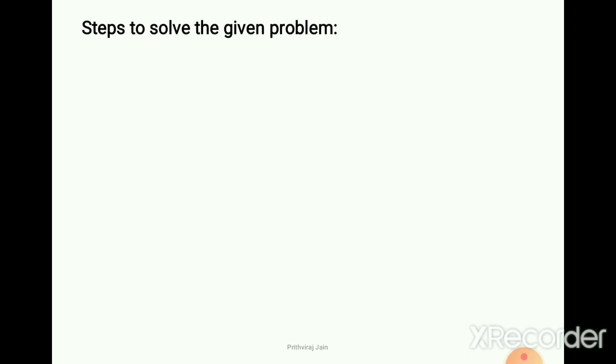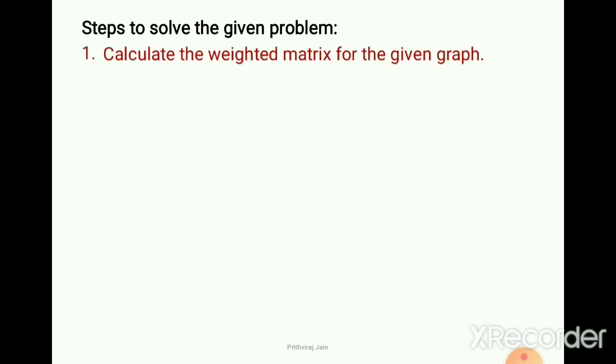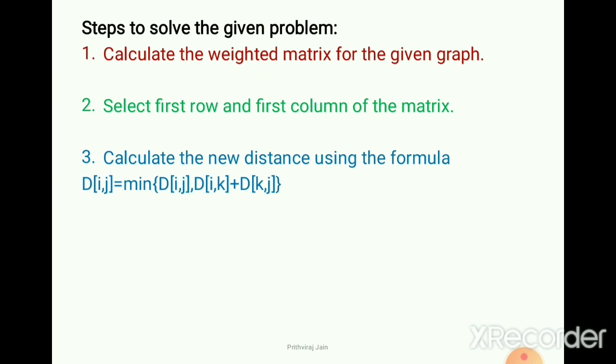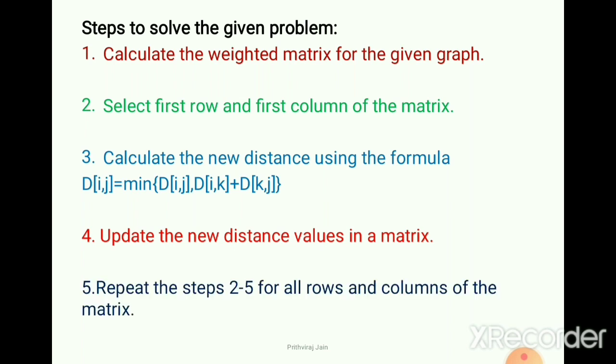Let us see the steps to solve the given problem. First, calculate the weighted matrix for the given graph. Select the first row and first column of the matrix in the initial iteration. Calculate the new distance using the formula d of ij is equal to minimum of d of ij, d of ik plus d of kj. Update the new distance values in the matrix and repeat the steps 2 to 5 for all the rows and all the columns of the given matrix.